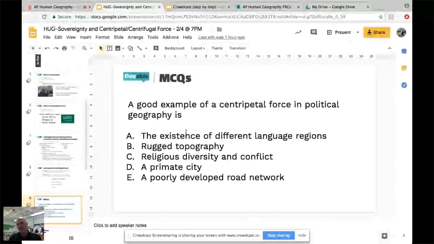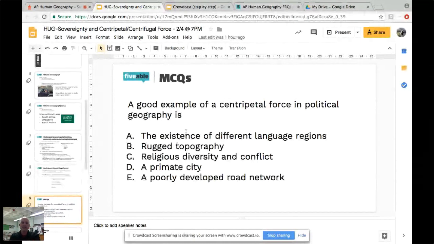Rugged topography means a very mountainous region. It's difficult to get from place to place. That would be more centrifugal. That would be separating people. Religious diversity and conflict, that's not a good thing either. Pakistan and India don't get along very well because when they broke up, it was predominantly Hindu in India, predominantly Muslim in Pakistan. They still don't get along too well. And let's look at E. A poorly developed road network is similar to this rugged topography. It's separating people. It's making it more difficult to travel to and from places.